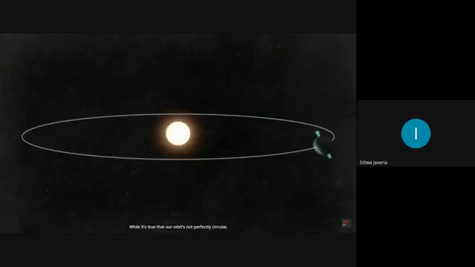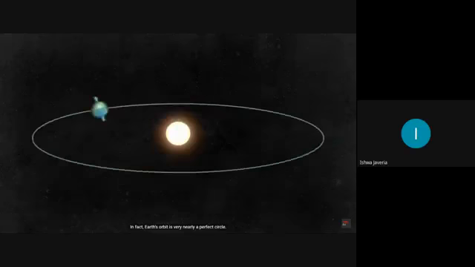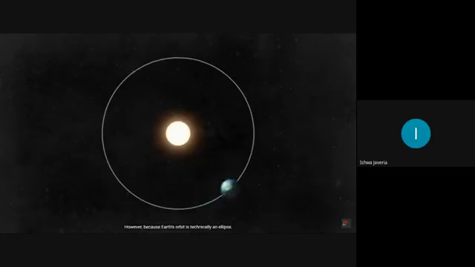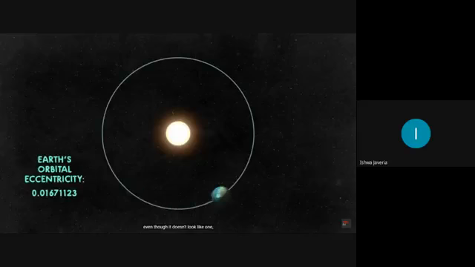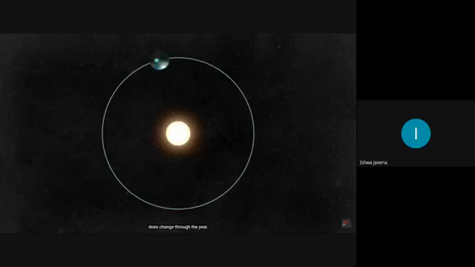While it's true that our orbit's not perfectly circular, those pictures in our science books, on TV, and in the movies give an exaggerated impression of how elongated our orbit is. In fact, Earth's orbit is very nearly a perfect circle. However, because Earth's orbit is technically an ellipse, even though it doesn't look like one, and the sun isn't quite exactly at the center, our distance from the sun does change through the year.